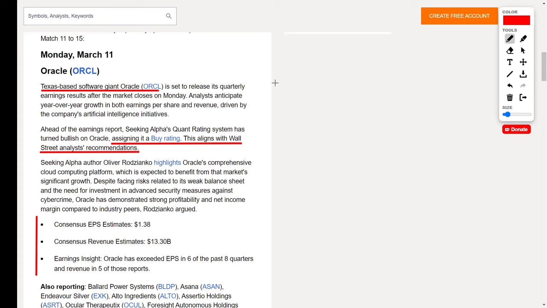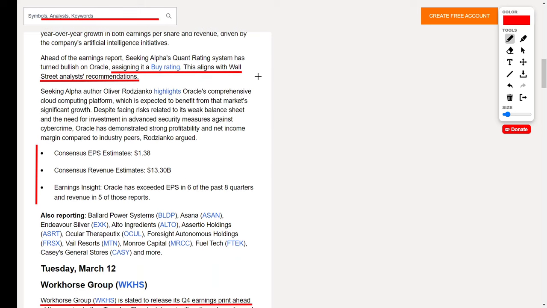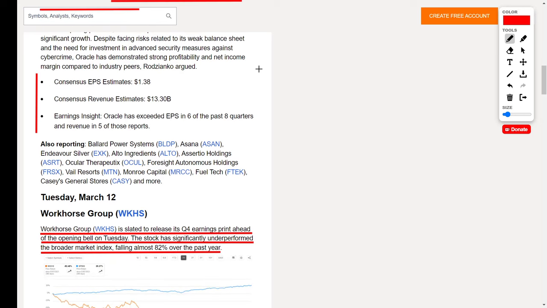But before we end the video, let's talk about what investors need to be aware of for the week ahead, starting off with Oracle, ticker symbol ORCL. This company is a Texas-based software giant, and they have a buy rating according to Seeking Alpha's quant rating system. And this aligns perfectly with what Wall Street analysts are saying about this stock, because they are in agreement that this company is a buying opportunity. But the reason why they are in this video is because they have an earnings release coming up. By the time you watch this video, their earnings report would have already been released.